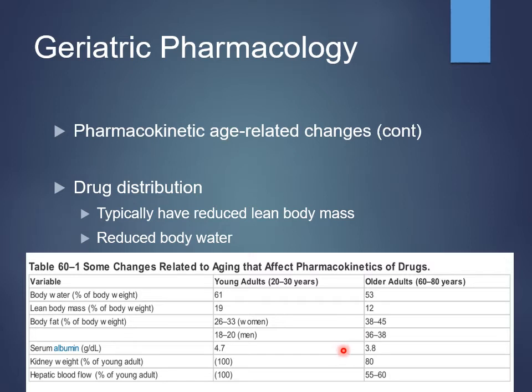And then looking at things like serum albumin, they can actually have a big effect on drug distribution. In which ways? What type of drugs do you think might be affected by that change in albumin?